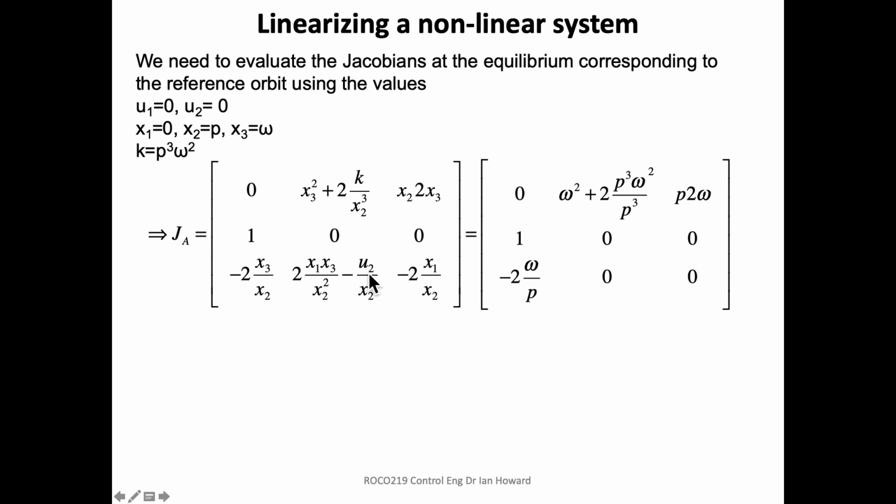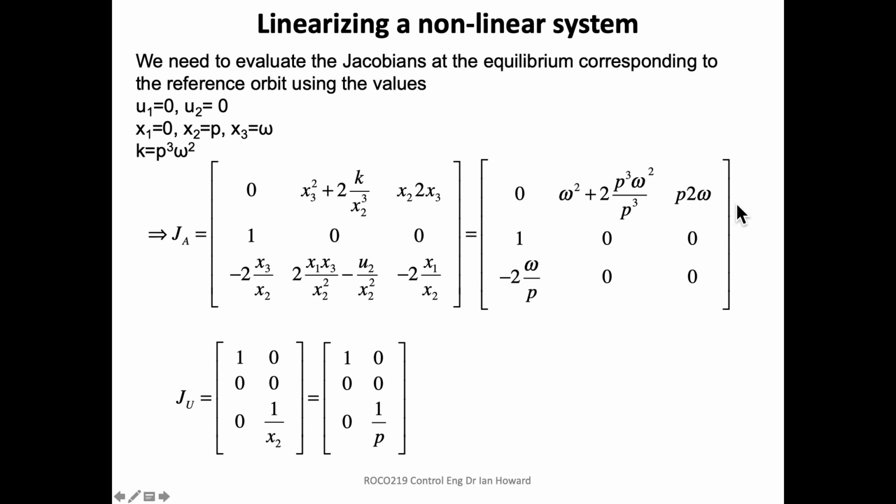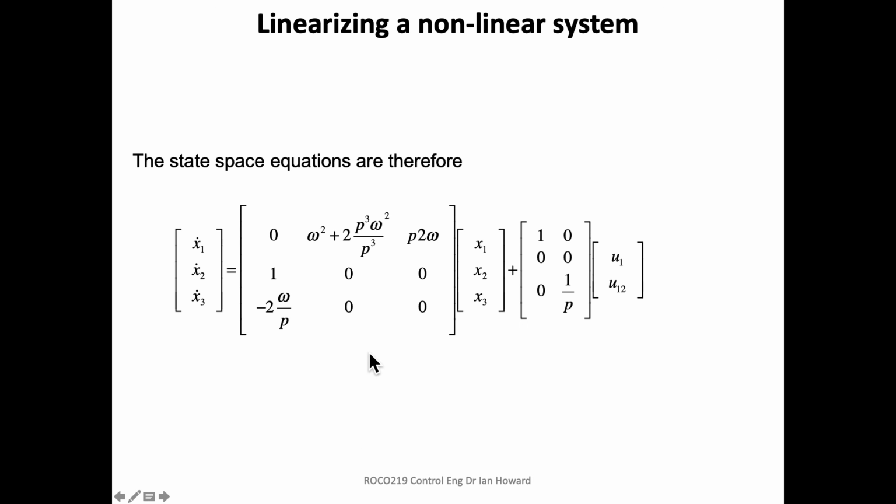Everything with a u disappears. In fact, it's just that one. x1 is 0, x2 equals p. We just substitute these values in, and we end up with what the equation looks like for the Jacobian for the system and the Jacobian for the control. So that gives us basically the state space equations for the system. x dot, which is 3 states, equals A times x plus B times u, and I think that should be a 2 there, shouldn't it?